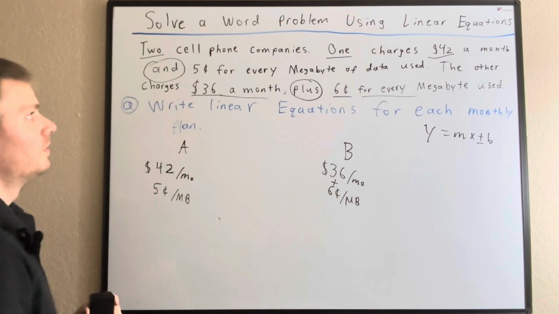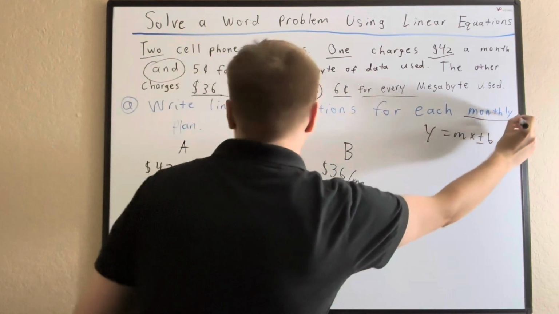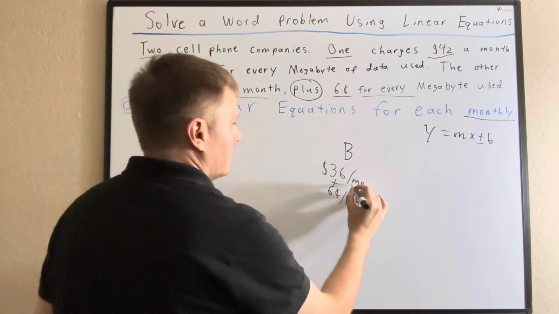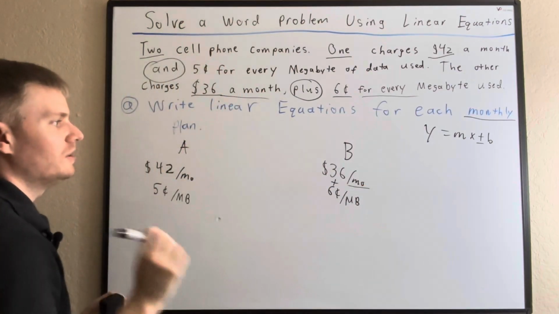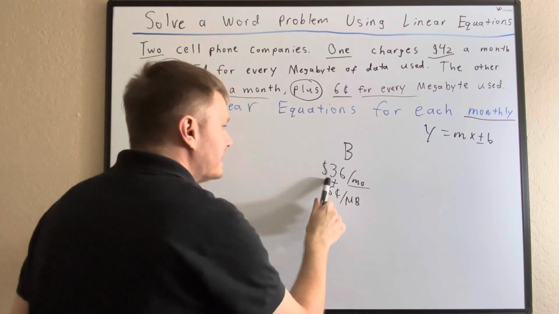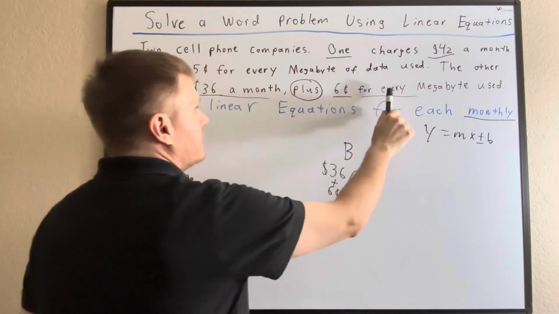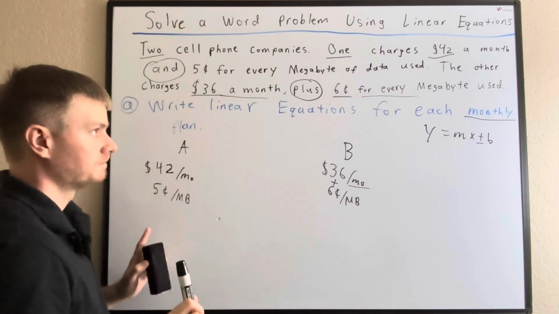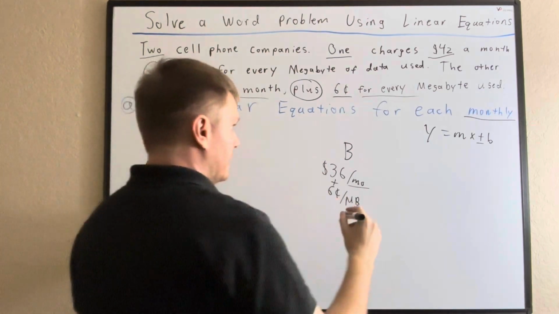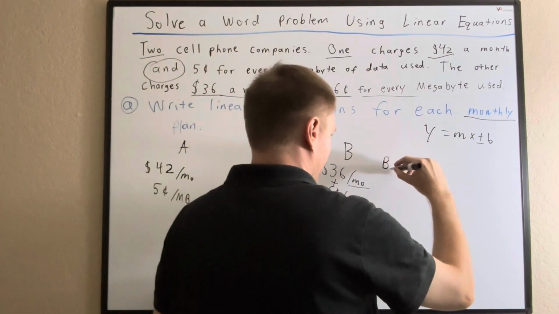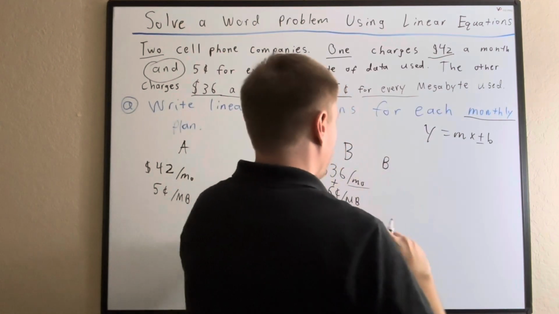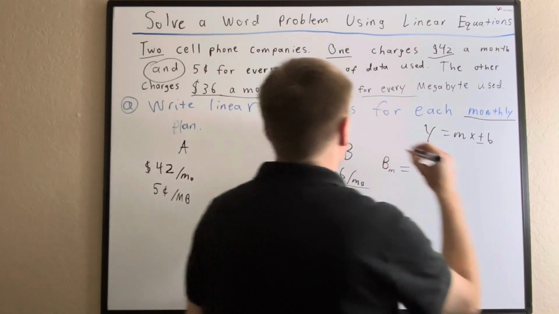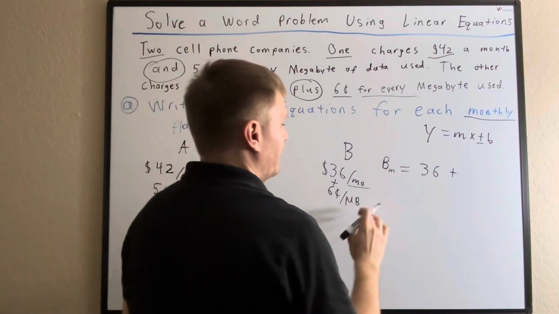Now, write linear equations for each monthly plan. The key word is monthly. Look at this, $36 per month. So we know that we are going to have to pay at least $36 every month for company B, no matter what. That makes sense. So let's just say company B's monthly charge will be $36 plus 6 cents for every megabyte used.